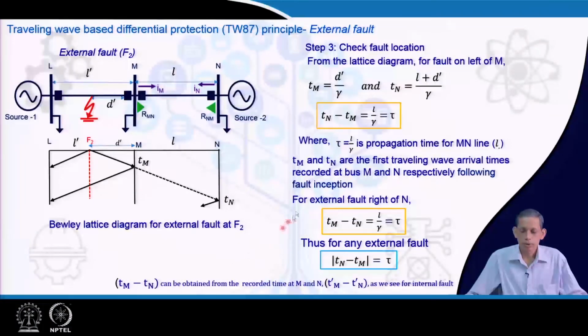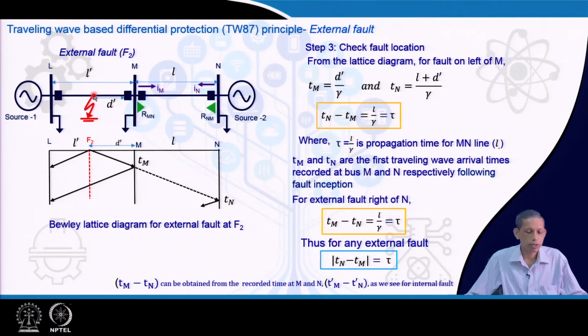Similar to the internal fault, for external fault also we can have this security check based on the fault location. Now, it is a case of external fault, and how the corresponding location is related for the differential protection. So, for the protection of the line section M N, this fault is an external fault F 2, and in this case the distance of this fault from bus M is d dash.